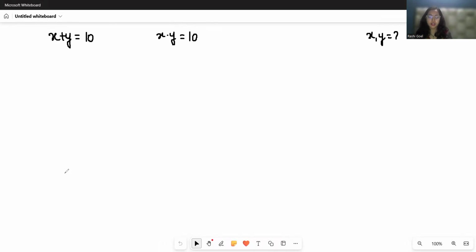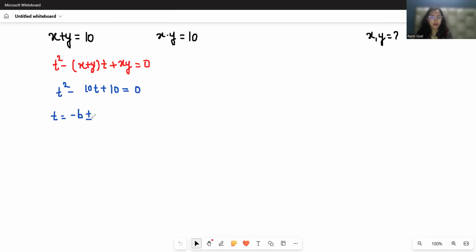So to match the standard form of quadratic equation, that is t squared minus (x plus y) times t plus xy is equal to 0. So it gives us t squared minus 10t plus 10 is equal to 0. Now use the quadratic formula. t is equal to minus b plus minus under root b square minus 4ac by 2a, where a is the coefficient of t square, b is the coefficient of t, and c is the constant.